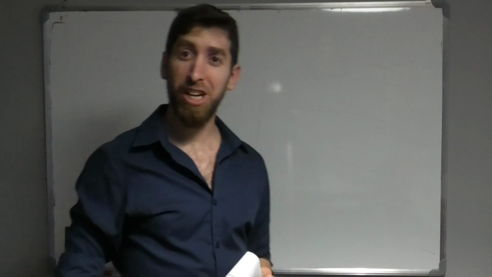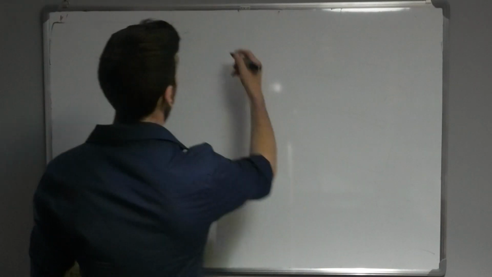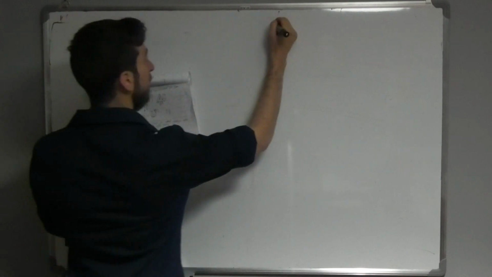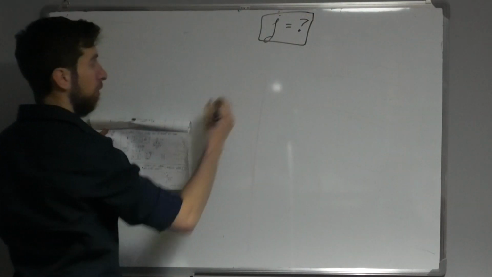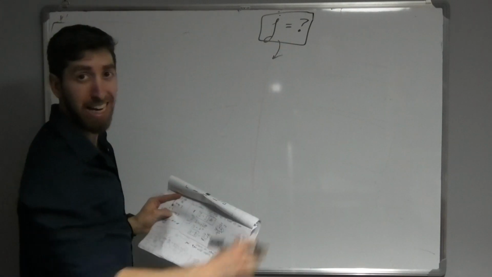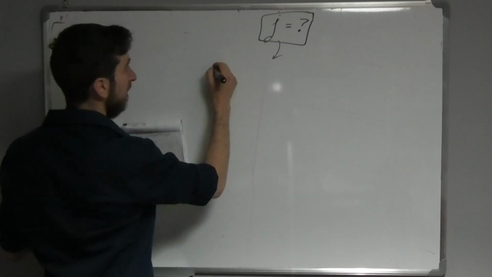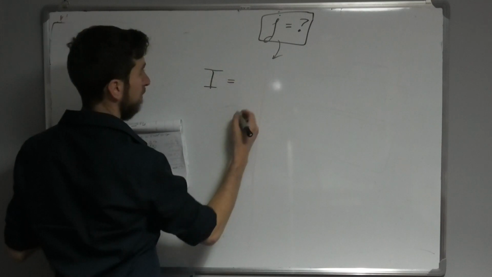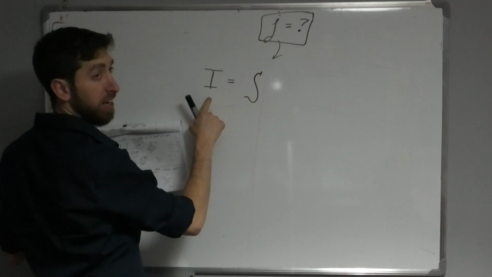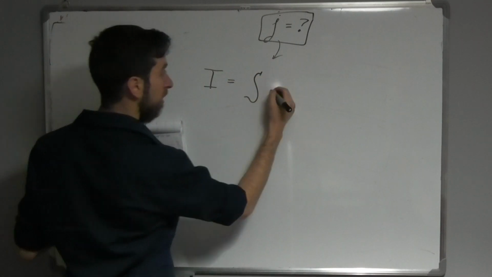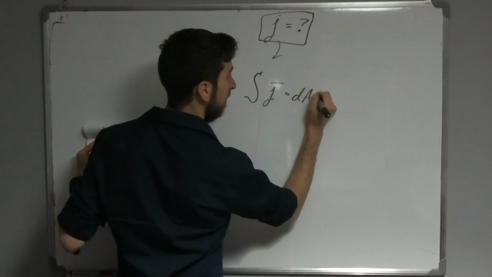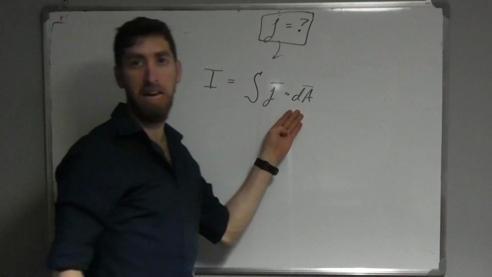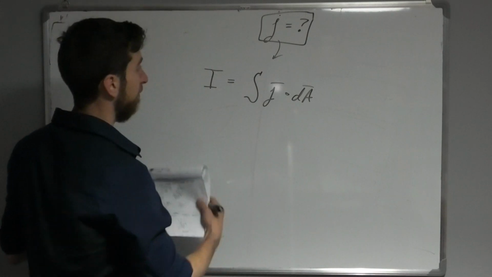So the next question is, what actually is the current density, which is J? J equals question mark. So let's define what exactly the current density is. The formula speaks for itself. The current I equals the integral of J, which is a vector, dot dA. dA is the familiar area differential vector.